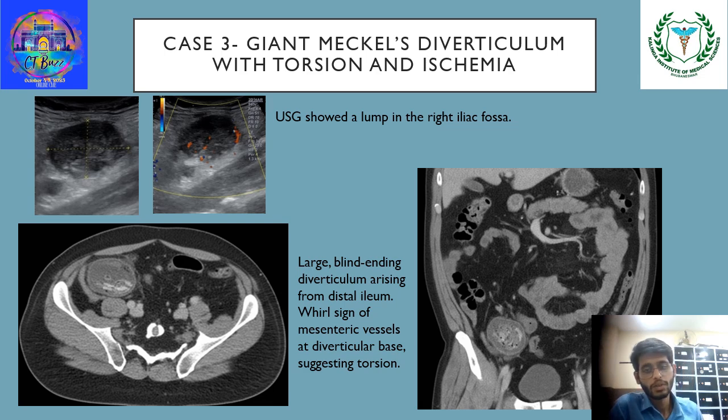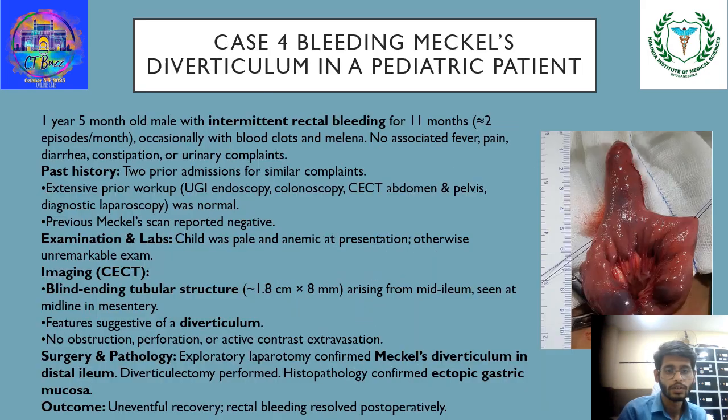In this USG, we see a lump in the right iliac fossa here, and CT scan was done subsequently, which showed a large blind ending diverticulum arising from distal ileum. Whirl sign of mesenteric vessels is seen at the diverticular base, suggesting a torsion.